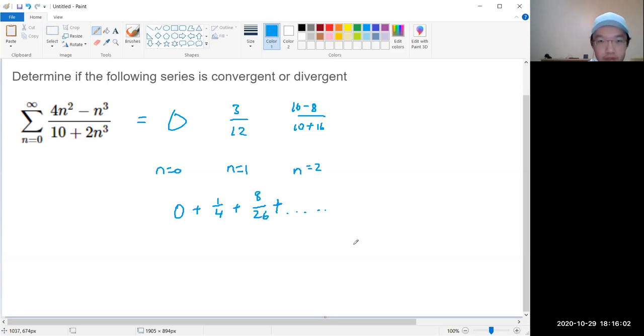Does anyone else think convergent? Yeah, so the question is based off of the terms in the series. So I just listed out the first 3 terms, which is over here. The first term is 0, and then the next term is 1/4, and then the next term is 8 over 26. So we're adding all those numbers together, right?